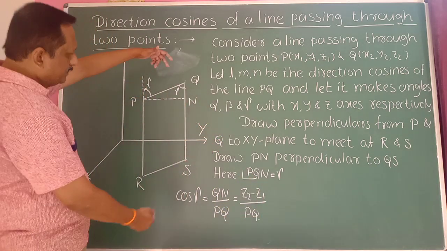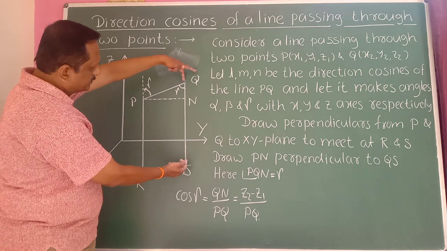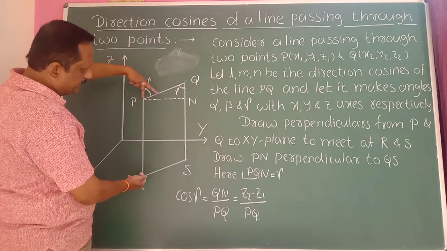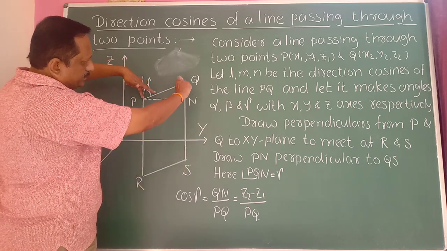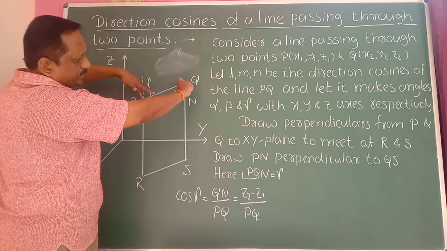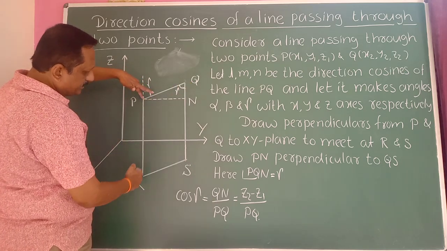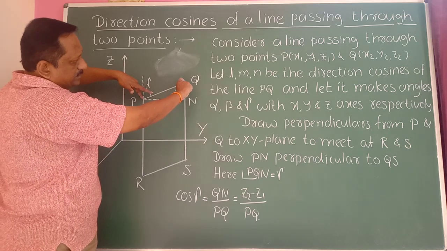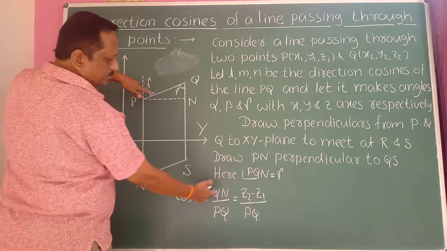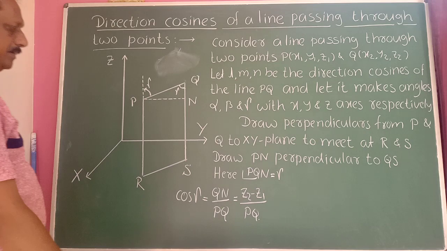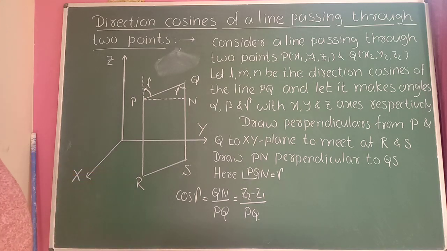Okay, because this height is z2 units and this height is z1 units. Therefore, this distance is z2 minus z1. This height is z2 and this height is z1, so this height is z2 minus z1. QN is equal to z2 minus z1, and cos gamma is (z2 minus z1) divided by PQ.